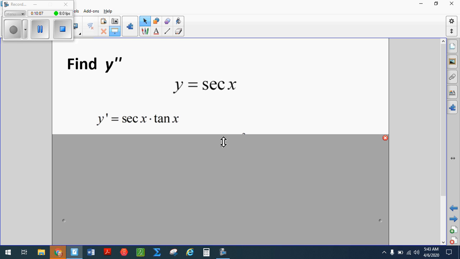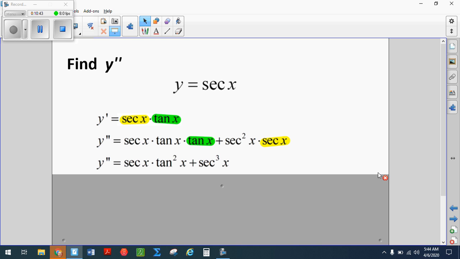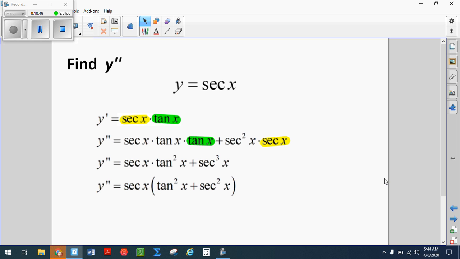So then the second derivative is going to be the derivative of the first part, which is secant times tangent. So the derivative of secant is going to be secant times tangent, and then times that original, or times that second part, plus the derivative of tangent is secant squared times the first part, such as how I do the product rule. And then I can clean that up. It's really a secant times tangent squared plus a secant cubed. If I have a secant in both terms, I'd probably factor it out to that.